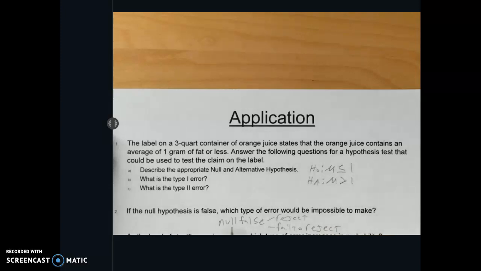Okay? If the null is false and we reject it, then that's good, right? That means we're doing what we're supposed to do. But if the null is false and we fail to reject it, we're failing to reject something that's not true. So that would be an error, and that would be a type 2 error. So clearly a type 2 error is possible, which means that a type 1 is not. For a type 1 error, you would actually need the null hypothesis to be true. This would have to be correct, and then you would have to reject it.